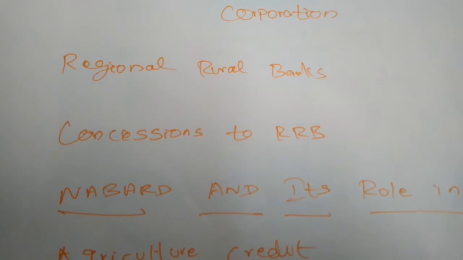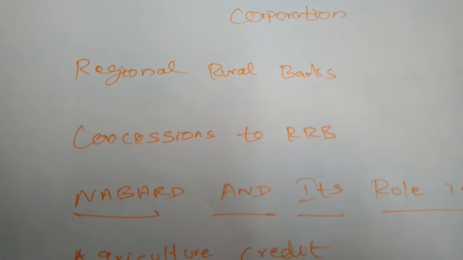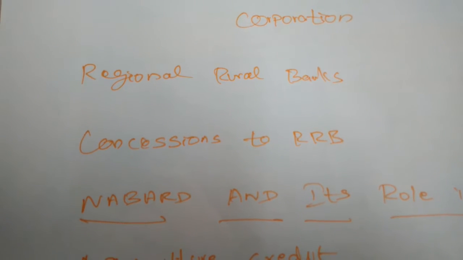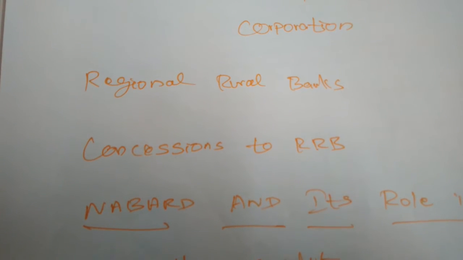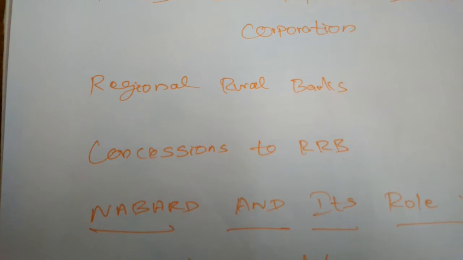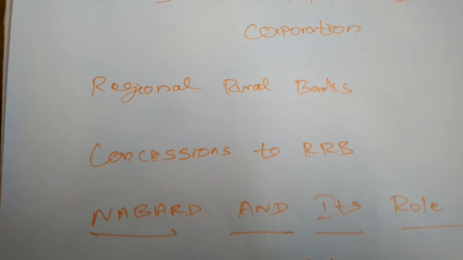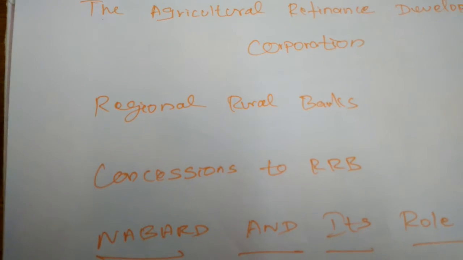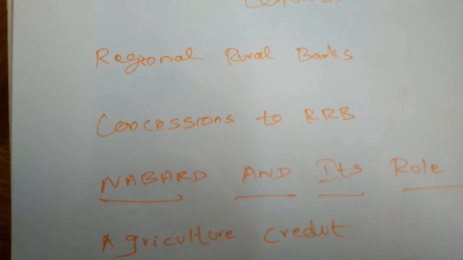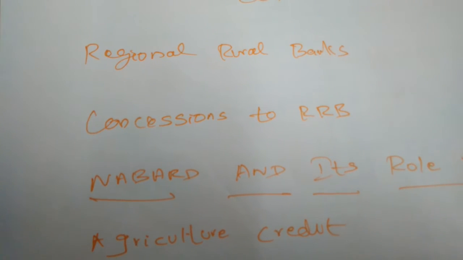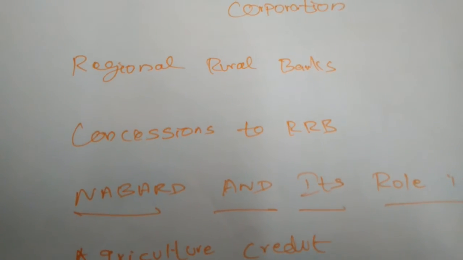So on the basis of the new economic program in 1975, the Regional Rural Bank was set up. The share capital of regional rural banks is subscribed by the central government 50%, the state government 15%, and the sponsoring commercial bank has to provide 35%. So the subscribed amount is contributed by the state government, the central government, and the sponsoring commercial banks, if any bank sponsors them.